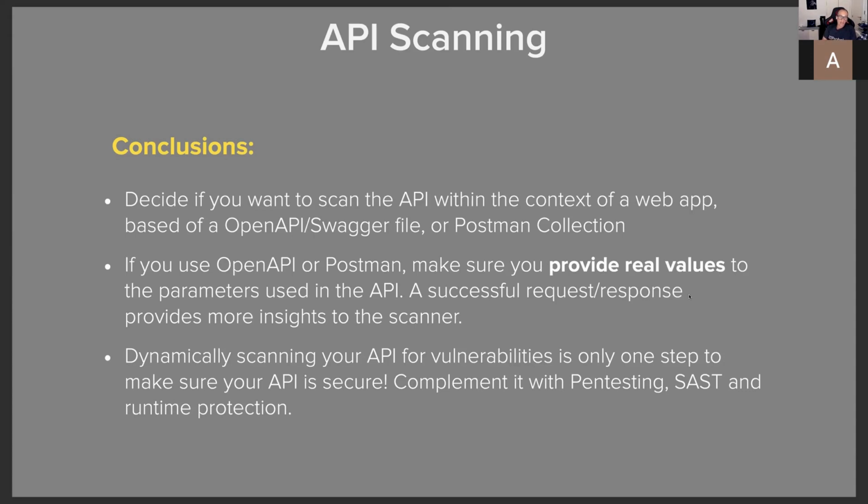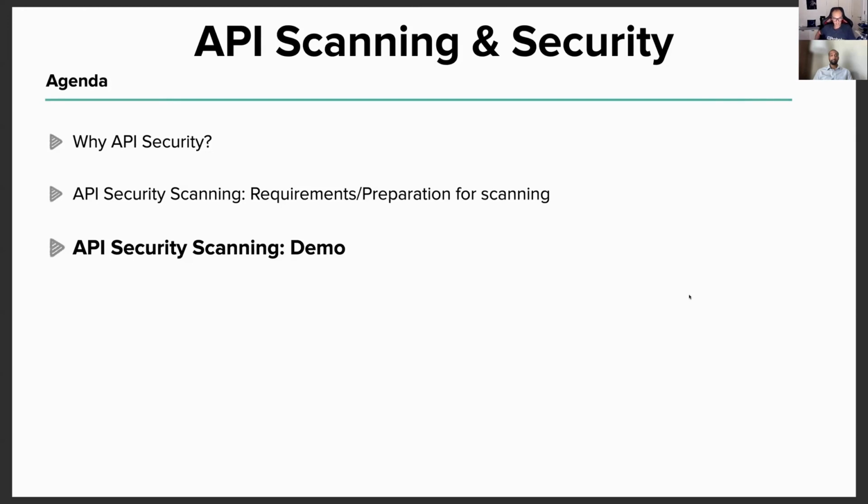Dynamically scanning your API for vulnerabilities using a scanner like Prodia is only one step to make sure your API is secure. Of course, this is not enough. You need to complement it with manual pen testing, static code analysis tools, SAST scanners, runtime protection tools as well, and so forth. So this is just one step. Don't rely on only this to make sure that your API is secure. And that's it. Now let's move on into the demo.